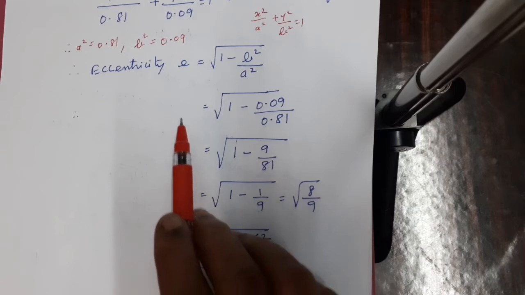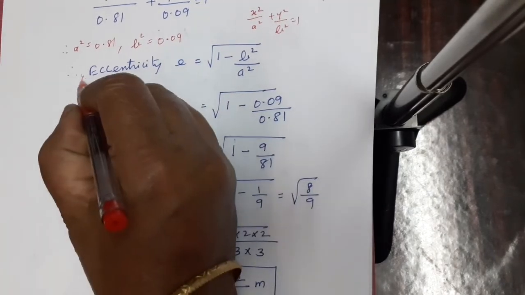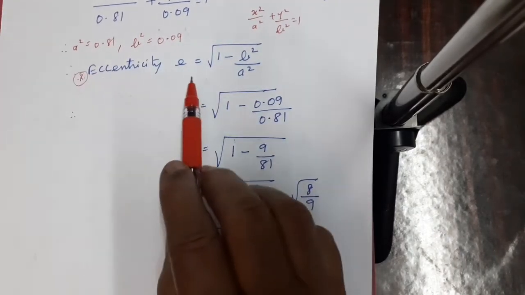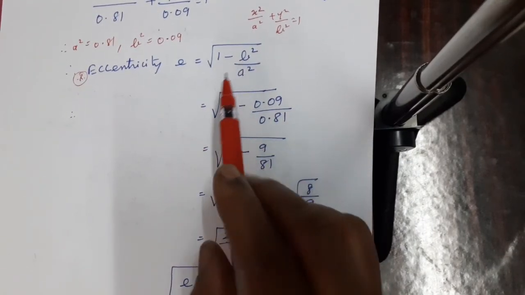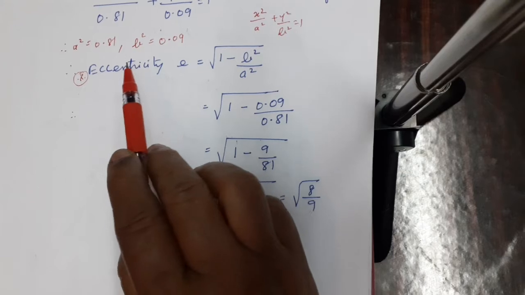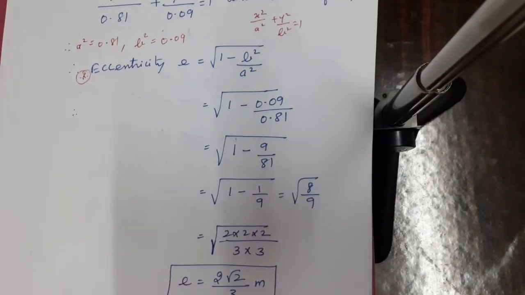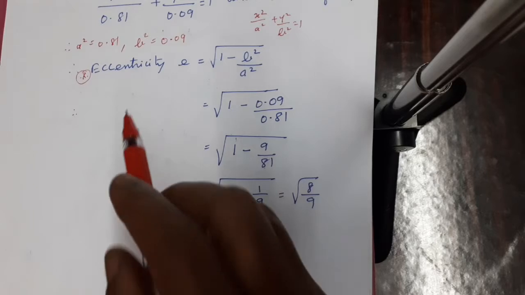What is the formula for eccentricity? Very, very important for this one. Remember this: eccentricity E equals root of 1 minus b square by a square. We are going to find the values of a and b, because the question is asking for the eccentricity. The form is an ellipse, so we find the eccentricity.